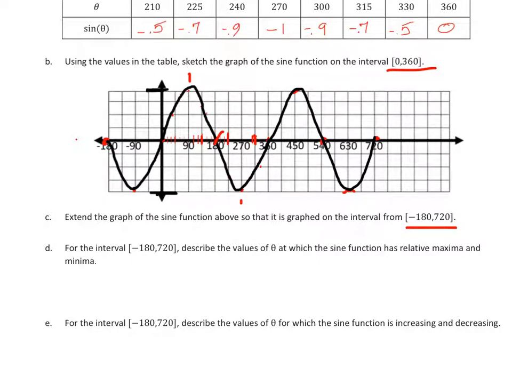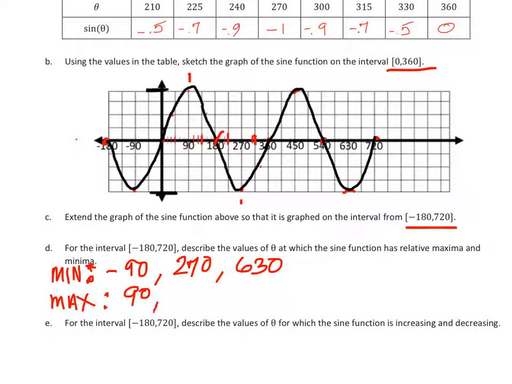For the interval negative 180 to 720, describe the values of theta at which the sine function has relative maxima and minima. So let's find some minimum points first. What is the first minimum point from left to right on this graph? Negative 90. That's supposed to be a colon there. There we go. And the next minimum point? 270. And the next one? 630. All right, for the maximum points, the first maximum is what? 90, and the next one? 450.